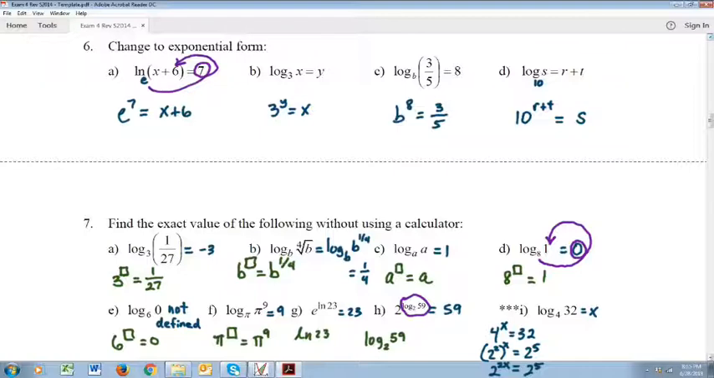So notice we have the same bases, and these two exponential expressions are equal. So the exponents must be equal. So 2x is equal to 5. And so we're going to get 5 halves. And so that's our answer here.